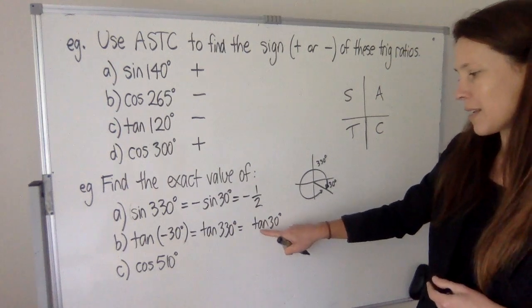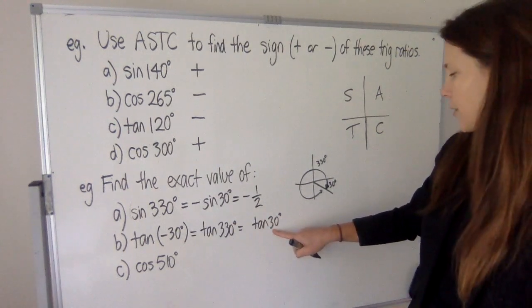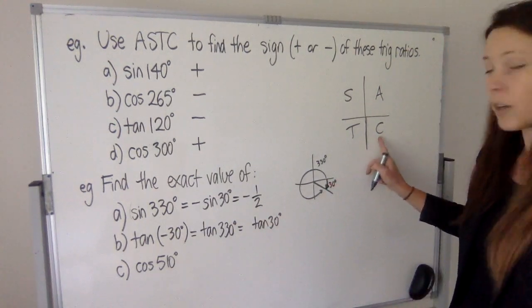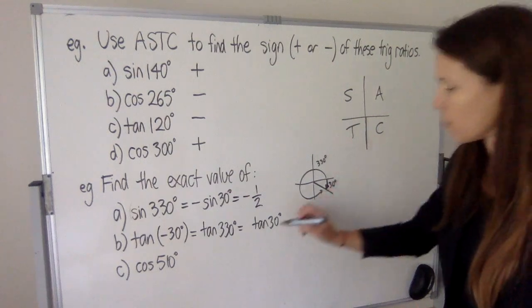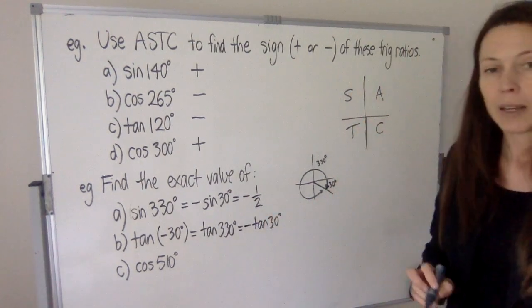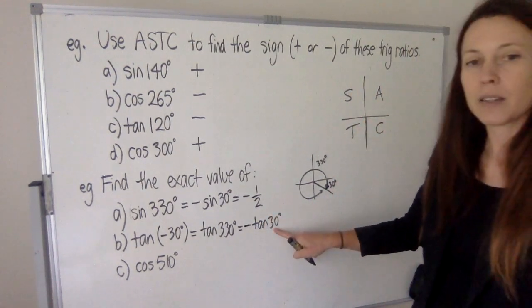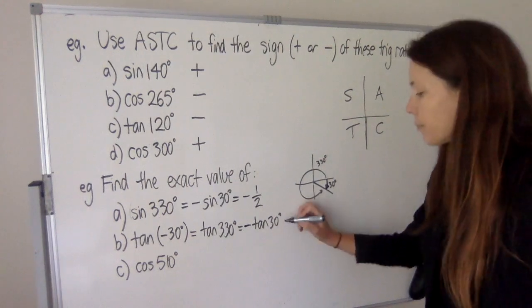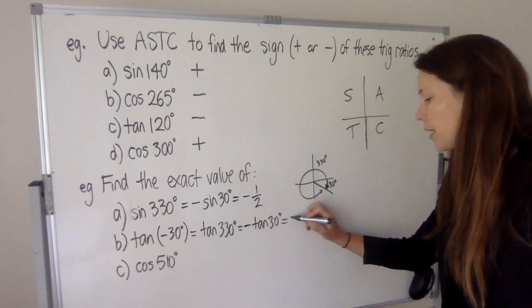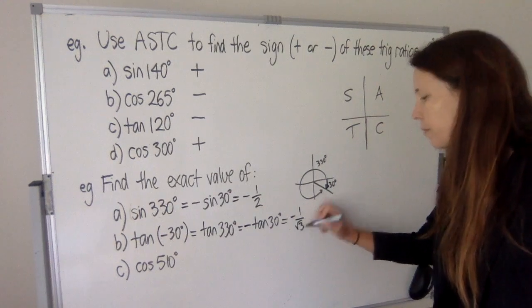Now, they're going to be similar to the tan of 30, but we've got to check the sign. Now, it's in the fourth quadrant. Only cos is positive down there, so tan will be negative. Now, I know the tan of 30 degrees is 1 on root 3, so the negative of that will be negative 1 on root 3.